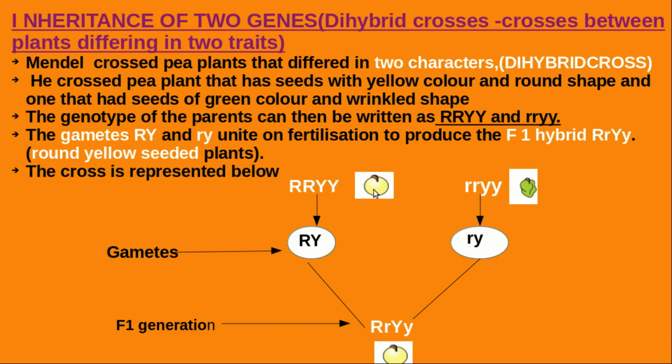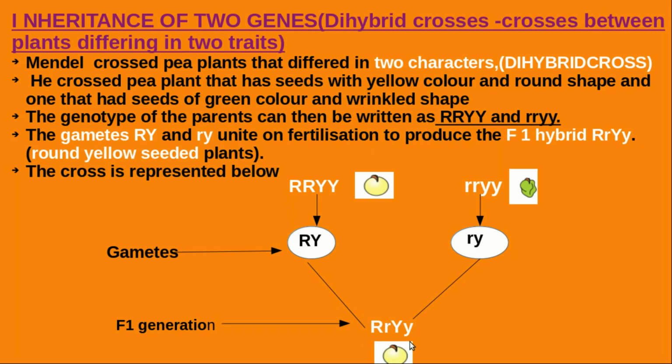We can see in the picture, he crossed the round and yellow seeded plant with the wrinkled and green seeded plant. Gametes are formed here, and the F1 hybrid was formed. All are round yellow seeded plants.